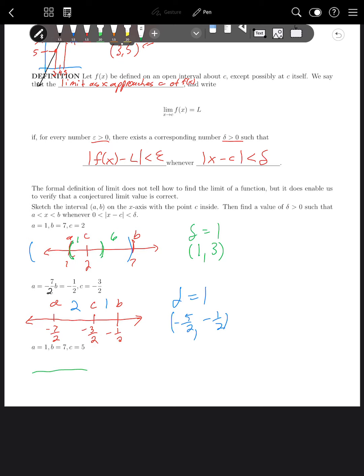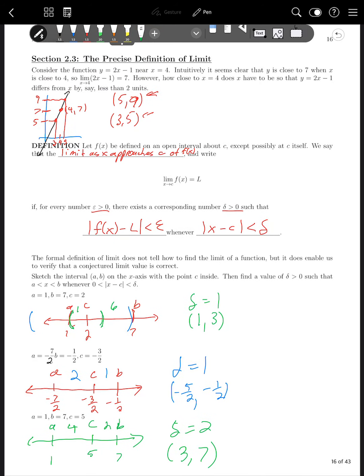Okay, so now you've tried this one. The last one would look like this. We've got A is 1, B is 7, and C is 5, right? So this distance is 2, this distance is 4, so our delta would have to be 2, and our region would go from 3 to 7. So that's all there is to that. That's kind of a very basic start to what we're talking about here.